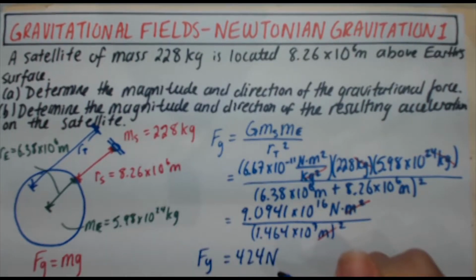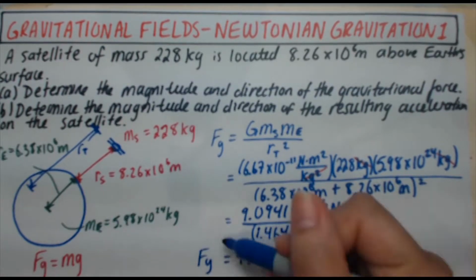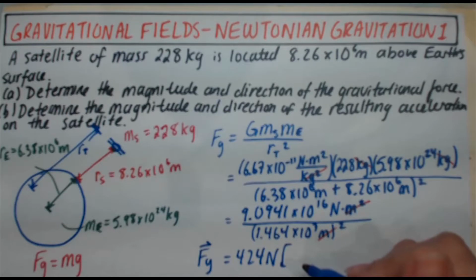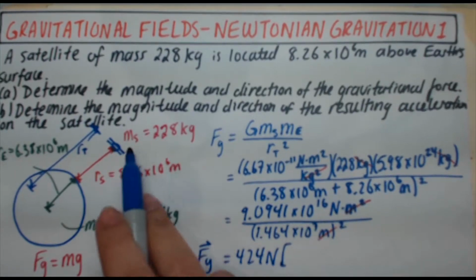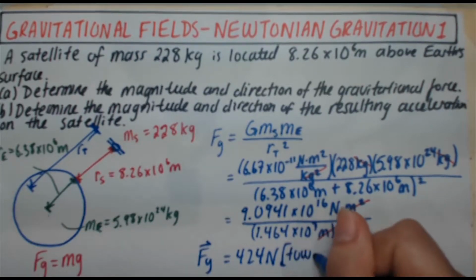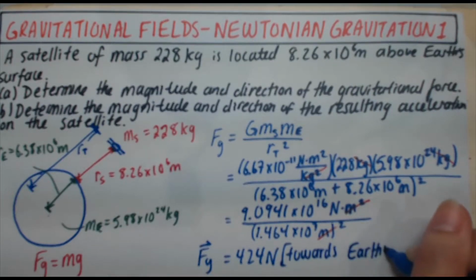Now, the question says determine the magnitude and the direction. Because I want to put a direction now, I'm going to put a little vector symbol on top of my force of gravity, and I'm going to state my direction in square brackets. The direction for gravity, because gravity is an attractive force, unlike the electromagnetic force, it only attracts, it cannot repel. So the attractive force for the satellite is towards the center of the Earth. So towards Earth's center.